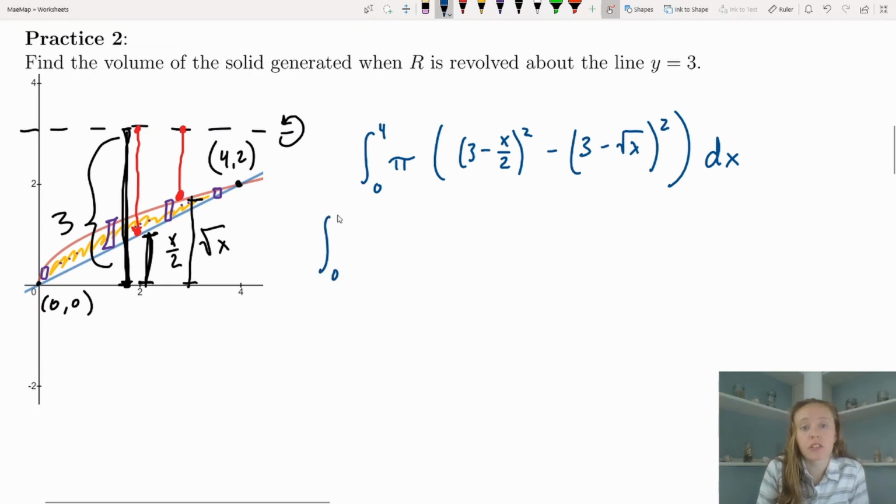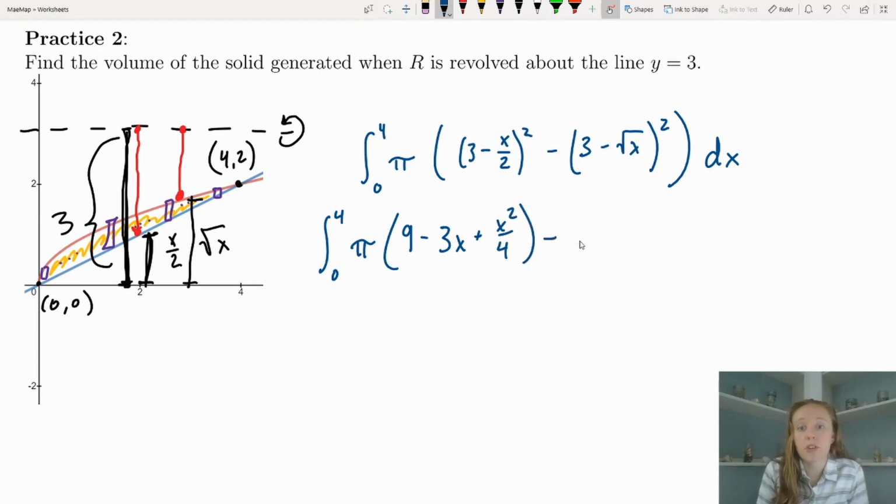So we'll go 0 to 4, and this will be pi times 3 minus x over 2, when I expand that out, is going to be 9 minus 6x over 2, which will be 3x, plus x squared over 4. And then I'm subtracting 9 minus 6 square root of x plus a positive x, because the square root of x squared is x, and this is all with respect to x.